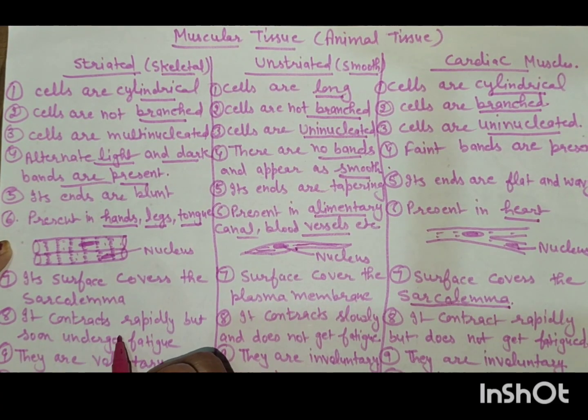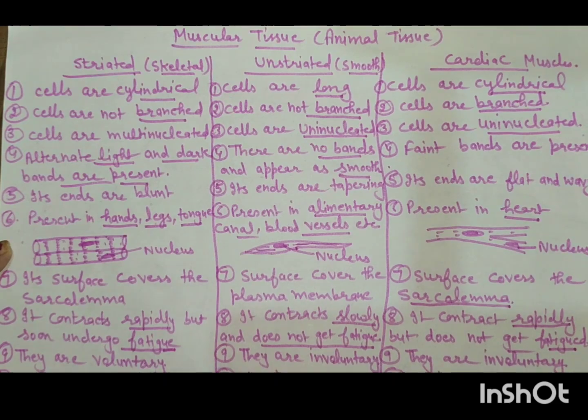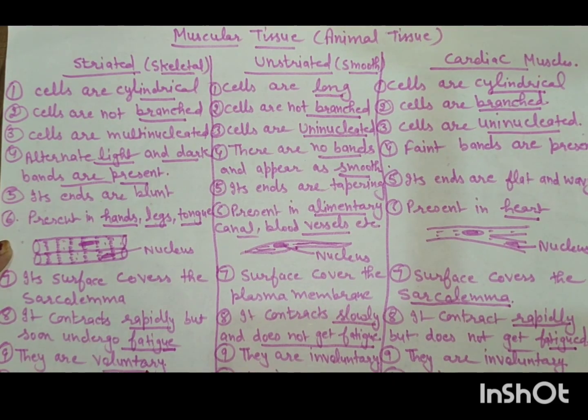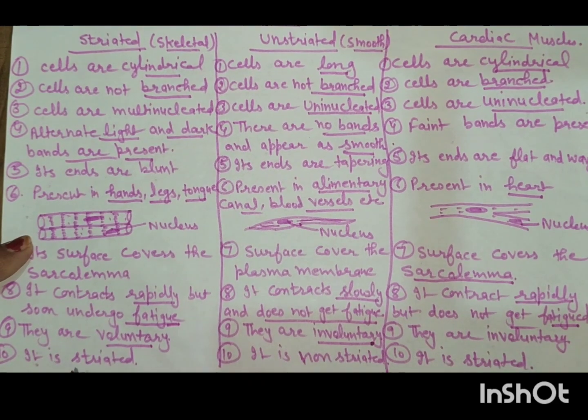Now striated muscles contract rapidly. We can move rapidly, but soon these muscles get fatigued. Unstriated muscles contract slowly and do not get fatigued. Cardiac muscles move rapidly, but do not get fatigued. Striated muscles are voluntary, and unstriated muscles are involuntary, that is, not according to our will. And cardiac muscles are also involuntary.